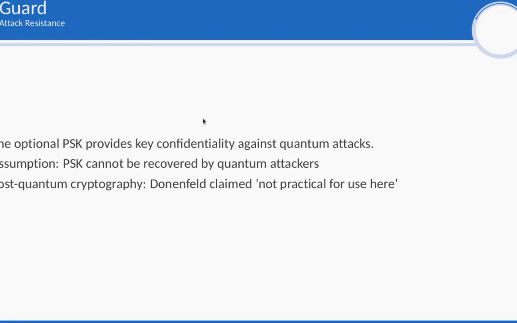Donenfeld claimed in his paper that post-quantum cryptography is not practical for use. So he only put an optional pre-shared key into the protocol, and we will show that this is not the case.